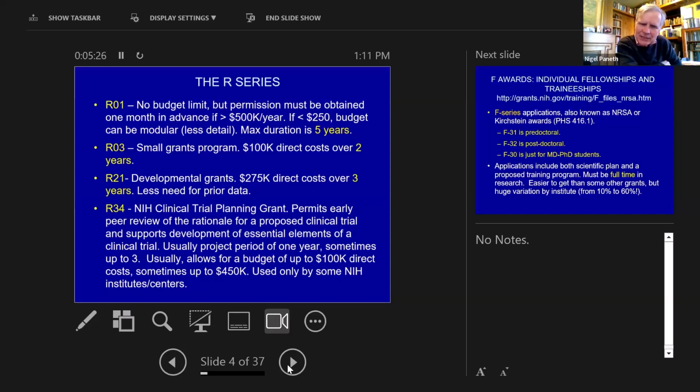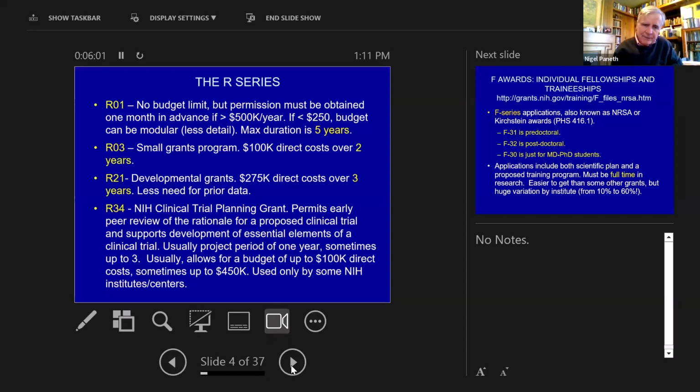And then recently, in the last few years, we've seen the development of the R34. This is a nice thing to know about. It's called the NIH Clinical Trial Planning Grant. It permits you to really plan a trial with NIH support, get all the components together, get the surveys together, find the centers you're going to work with, find out where you're going to recruit participants. Usually it's a 1-year grant, but they can be up to 3, and usually they're modest in budget, up to 100K.